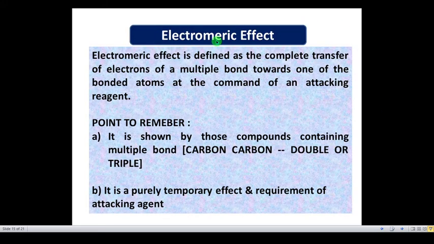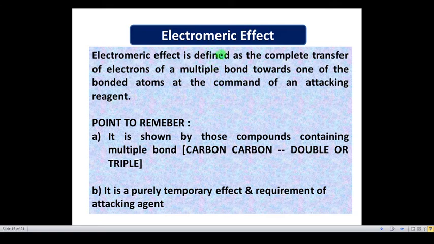What is the electromeric effect? The electromeric effect is defined as complete transfer of electrons of a multiple bond towards one of the bonded atoms at the command of an attacking reagent. So simply, the thing to be noted here is that the electromeric effect takes place only in multiple bonds. A multiple bond is nothing but a double bond or a triple bond, which is simply called a multiple bond. And this effect needs some attacking reagent.